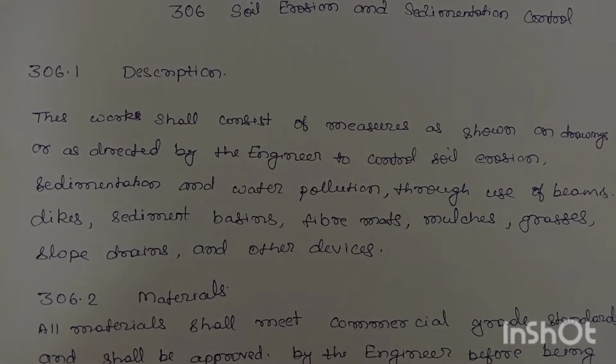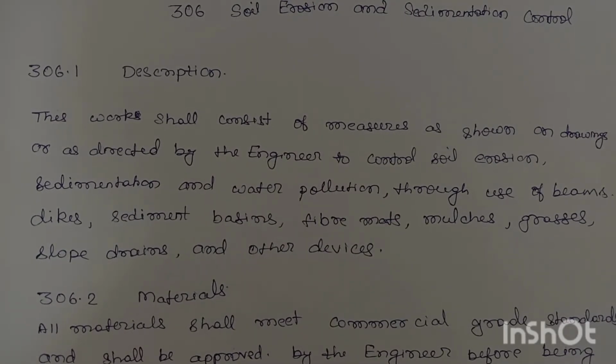306.1 Description. The work shall consist of measures as shown on the drawing or as directed by the Engineer to control soil erosion, sedimentation and water pollution through use of berms, dikes, sediment basins, fibre rolls, mulches, grasses, slope drains and other devices.